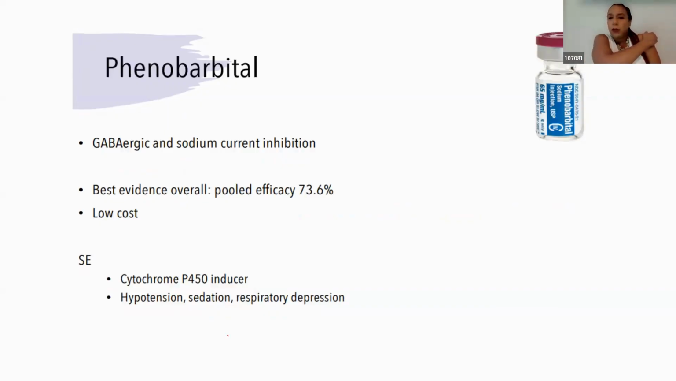Phenobarbital, we do have phenobarbital in Ethiopia in the IV form, correct? I don't think there is. Oh, really? Okay. Since phenobarbital is such an old medication, I assumed, but I know we do have the oral, correct? Yeah, it is available.